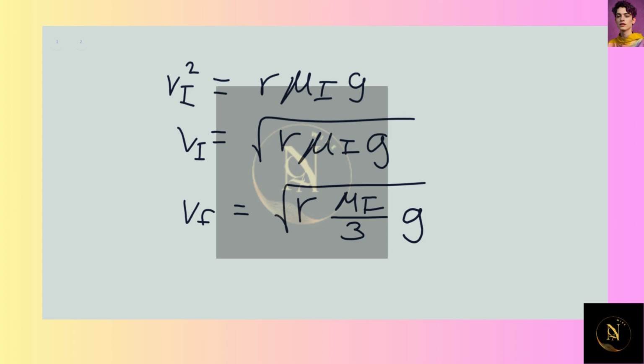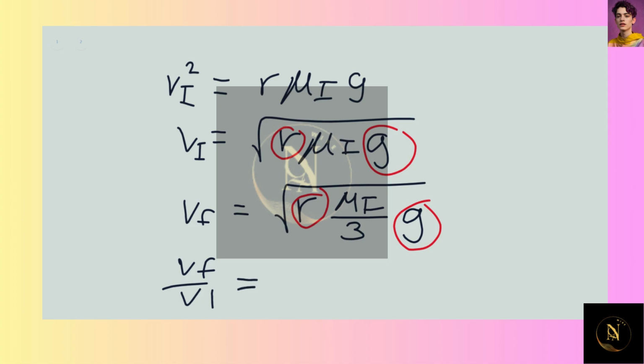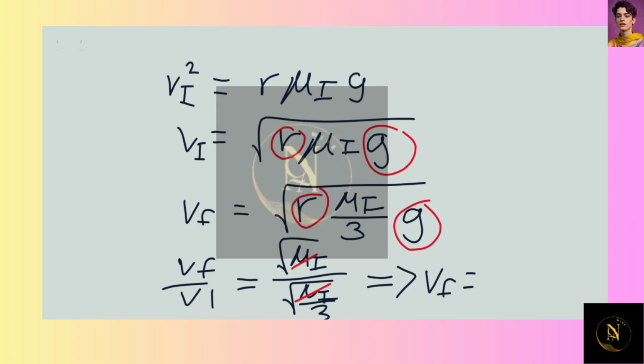Now, let's compare these two values. r and g are constants. So if we set up a ratio of these two, v_f over v_i, we find that it is just equal to the square root of the coefficient of static friction over the coefficient of static friction divided by 3, also square rooted. Our coefficients of friction are going to cancel out because they are also constant, and rearranging we find that v_f is just equal to the square root of 1/3 times v_i.